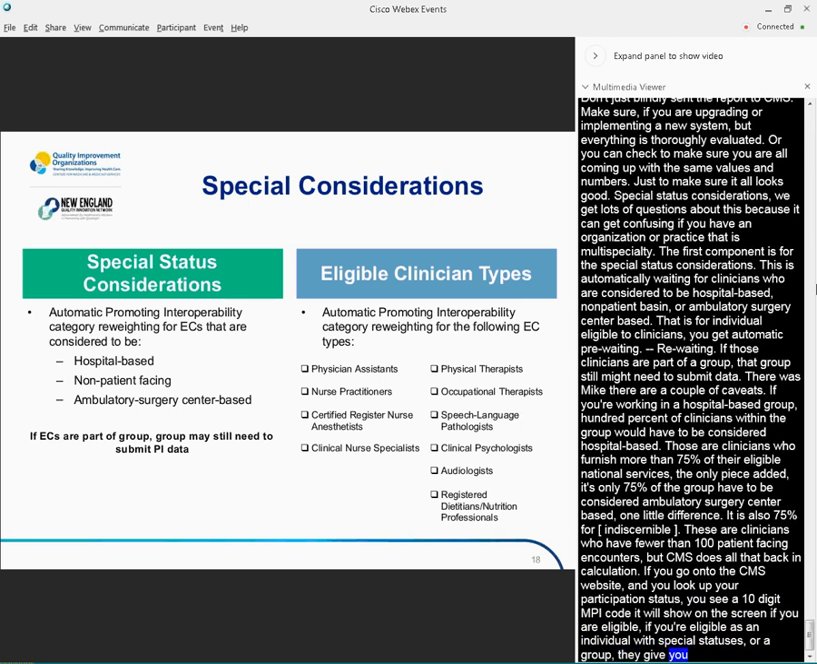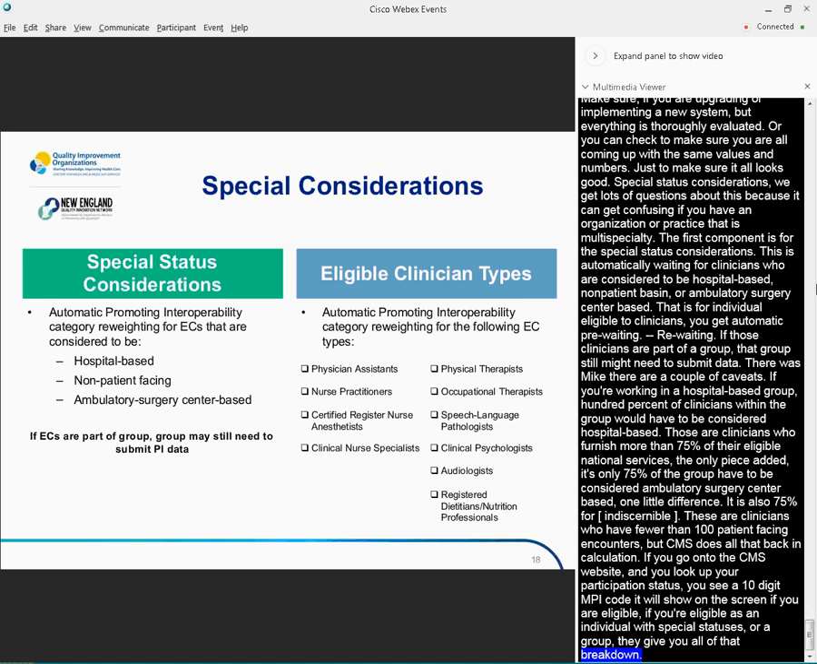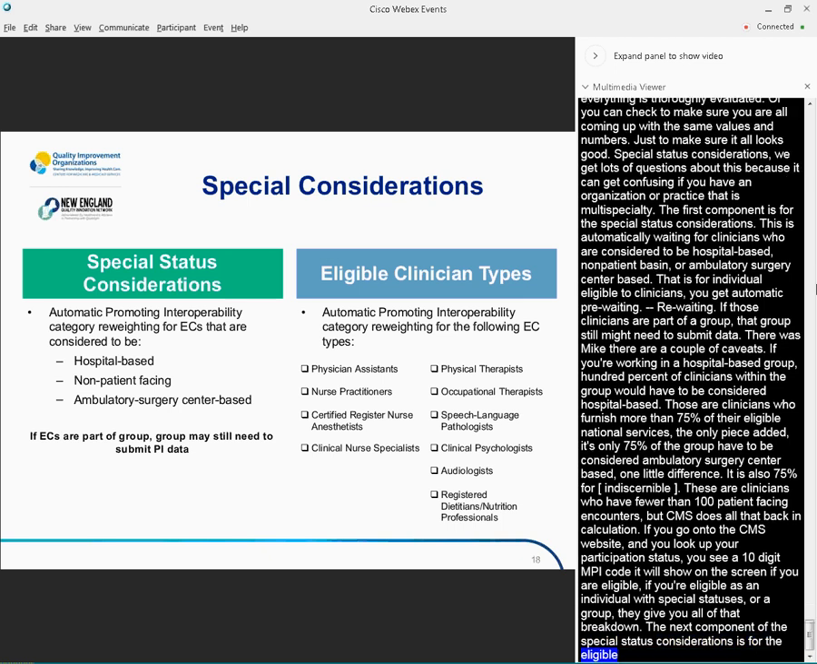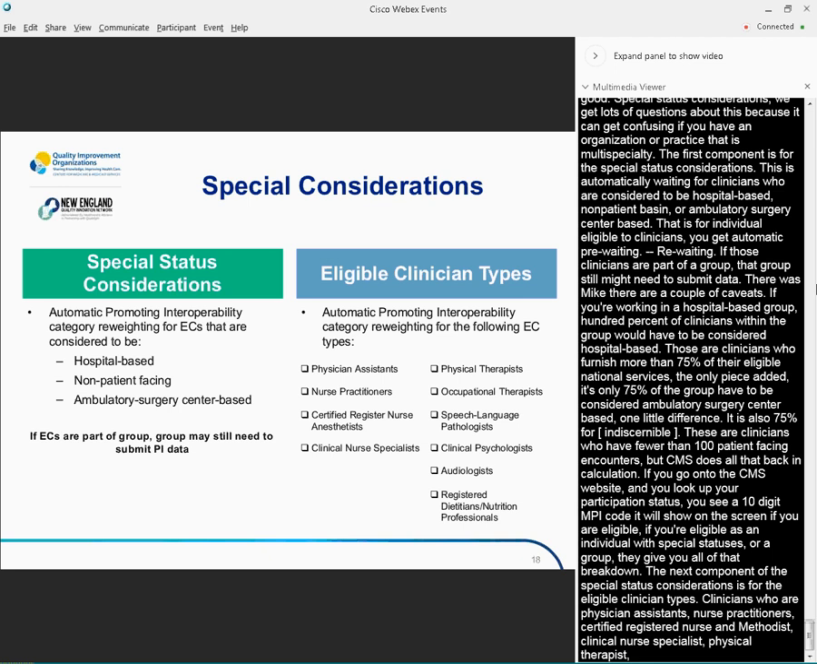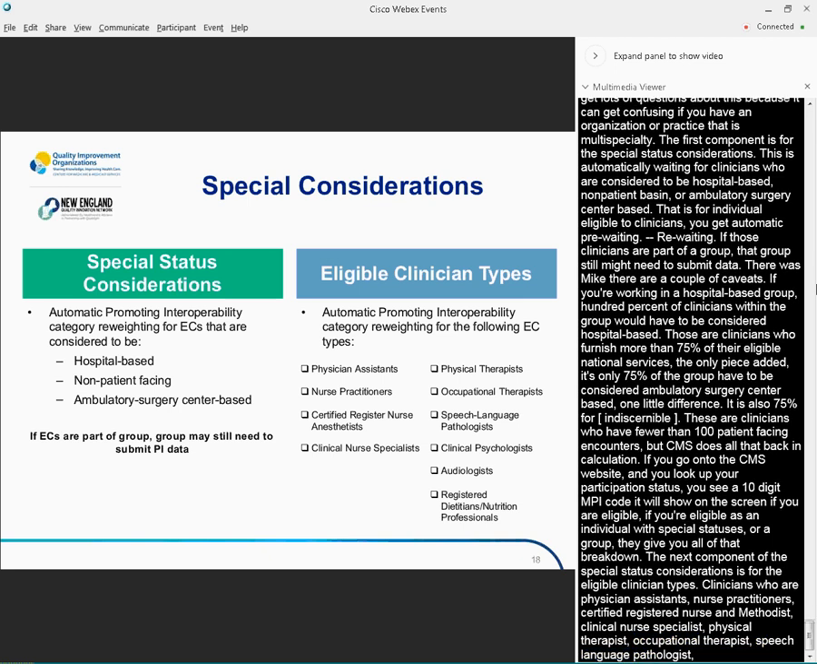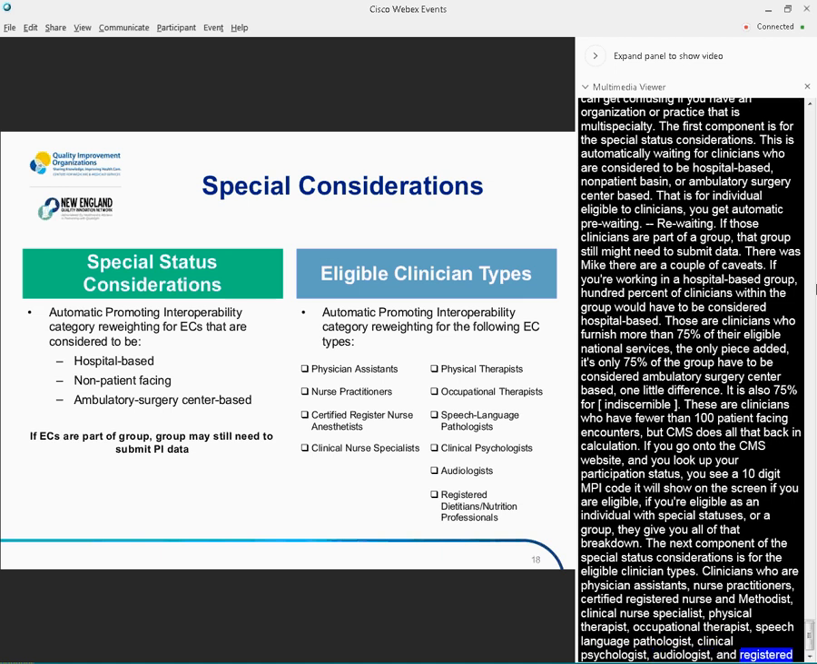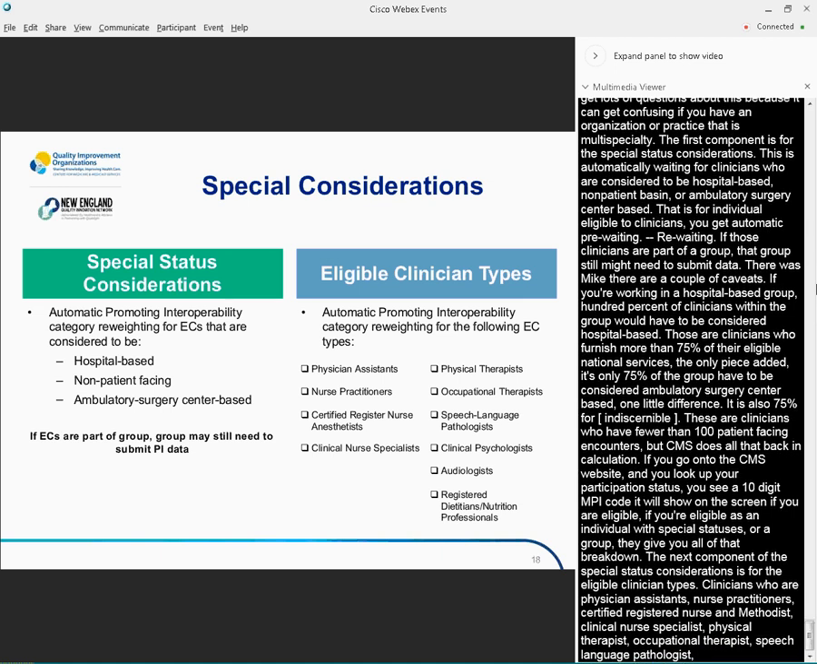The next component of the special status considerations is for the eligible clinician type. So mostly I'm talking about as an individual reporting. Clinicians that are physician assistants, nurse practitioners, certified registered nurse anesthetists, clinical nurse specialists, physical therapists, new eligible clinician types on the right-hand side now. So physical therapists, occupational therapists, speech and language pathologists, clinical psychologists, audiologists, and registered dietitians or nutritional professionals, they all automatically get reweighting for the Promoting Interoperability category.